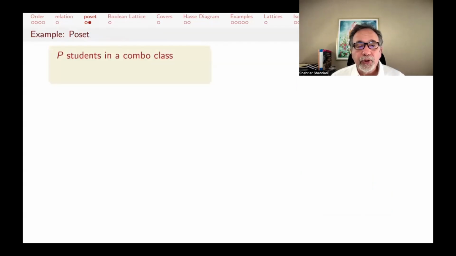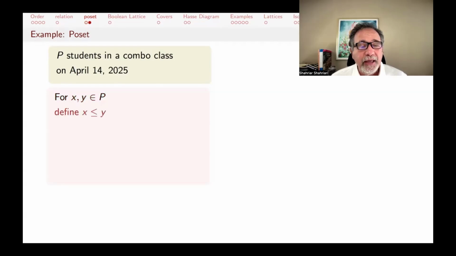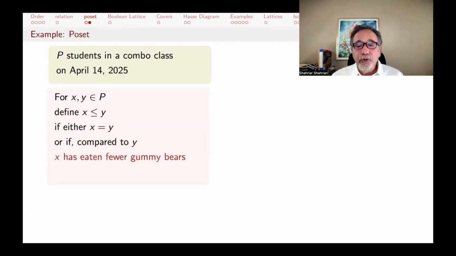So here's an example of a poset. The set P is the students in a combinatorics class on April 14, 2025. If you pick X and Y in P, I'm going to define for you the relation. I'm going to tell you when X is less than or equal to Y. These are not numbers, these are students, and I will have two criteria for X being less than or equal to Y. If X and Y are the same, then I'll say X is less than or equal to Y. Otherwise, I will say that X is less than or equal to Y if, compared to Y, X has eaten fewer gummy bears that day. Fewer, not fewer or equal to, but fewer gummy bears that day.